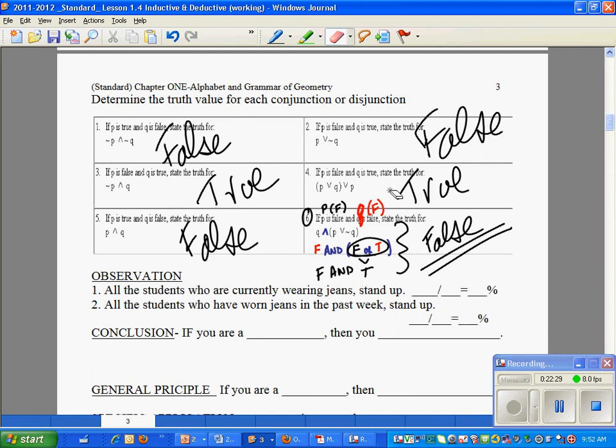Okay, guys, I want you, once again, in your teams, every person, to say these two sentences out loud. Go.